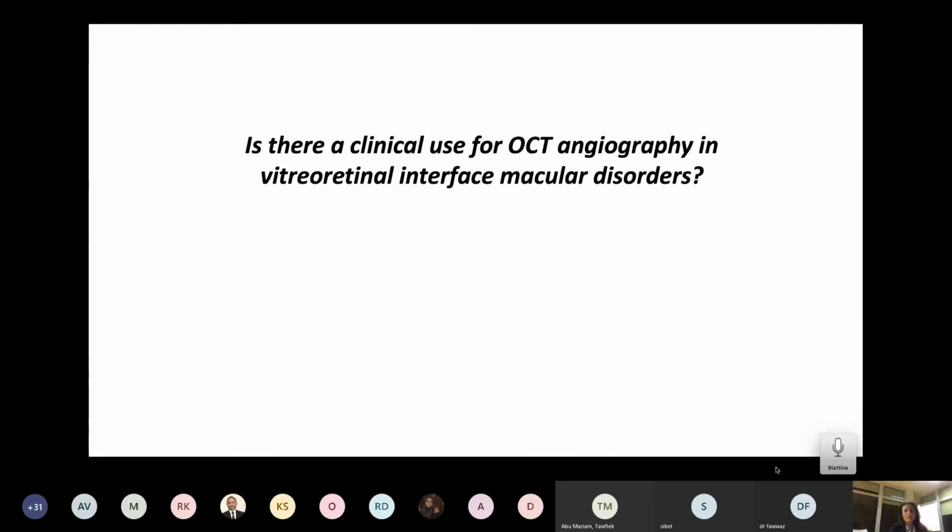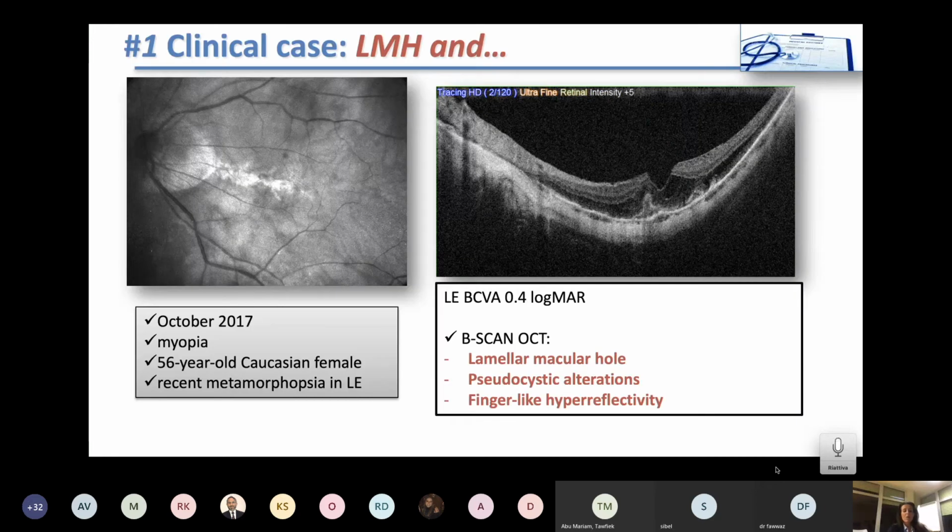So, in conclusion, is there a clinical use for OCTA in vitreoretinal interface macular disorders? We can see just 2 cases. The first case is a patient referred to us for surgical evaluation. She had a lamellar macular hole with a visual reduction. She complained of recent onset of metamorphopsia in her left eye, and the B-scan OCT shows a lamellar macular hole and a finger-like hyperreflectivity in the subfoveal region.